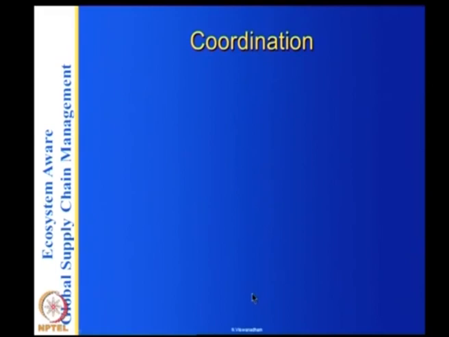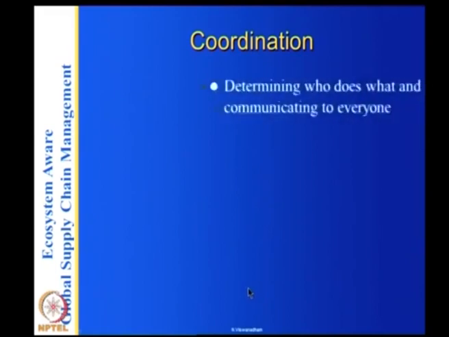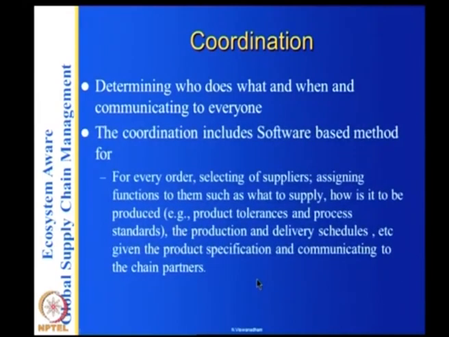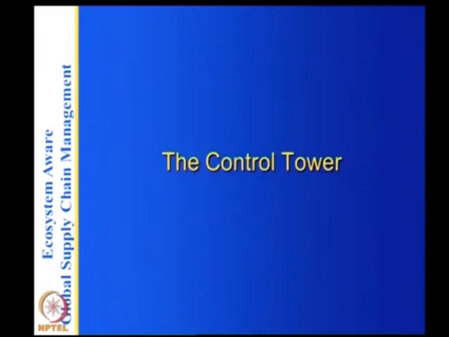So the coordination is basically determining who does what, when, and communicating to everyone. And the coordination includes software based methods for every order, selecting the suppliers, assigning functions to them such as what to supply, how it is produced, and production delivery schedules, given the product specification, and communicating to all the partners. This is the usual thing that one does, but one has to take care that you are dealing with a green product and you have to communicate the various things in this.